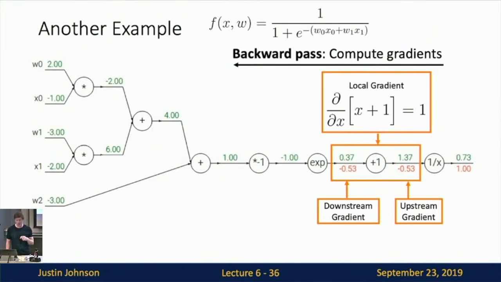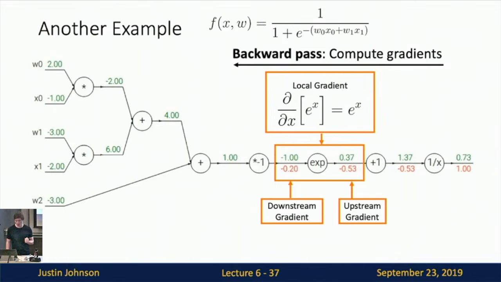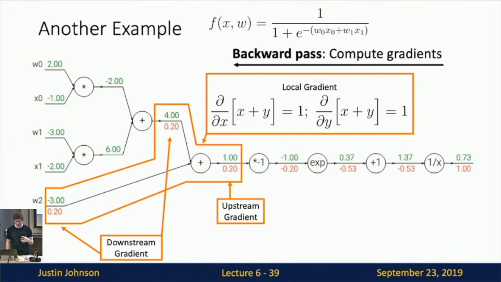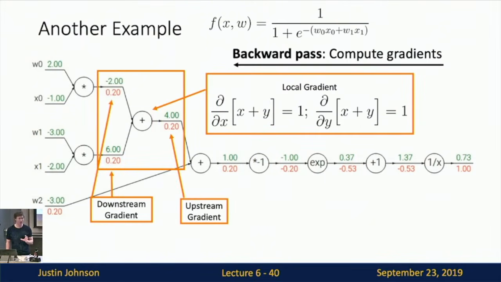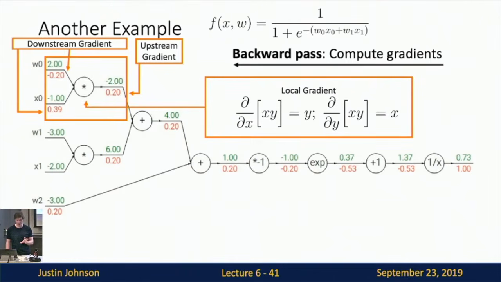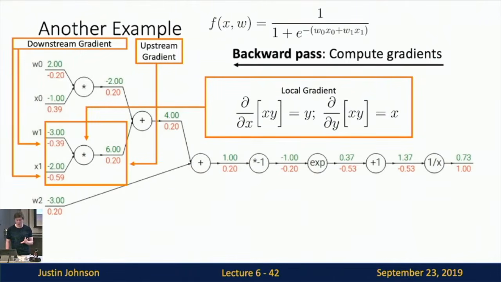We can step through again. We know that adding a constant has a local gradient of 1, so we can easily pass those gradients backward. We can compute the local gradient of this exponential function, which is trivial, so that lets us easily compute the downstream gradient. And this process steps backward, backward, backward, one node at a time, where at each point we're just computing these local gradients and then multiplying the upstream and local gradients.